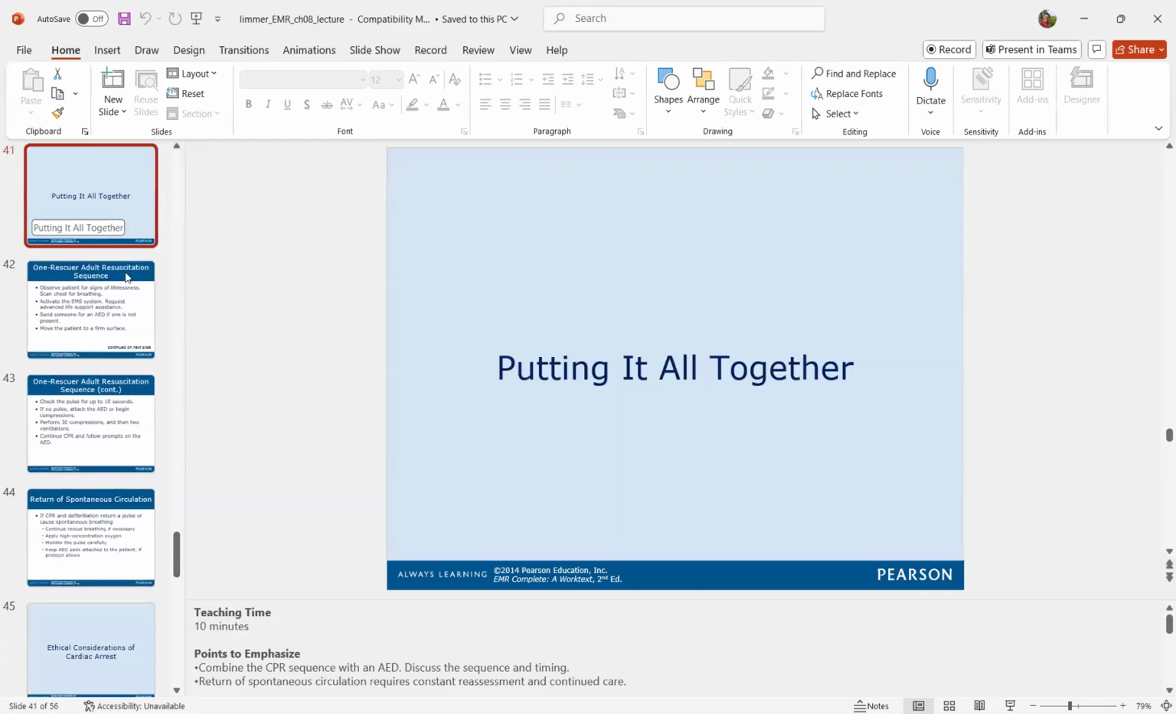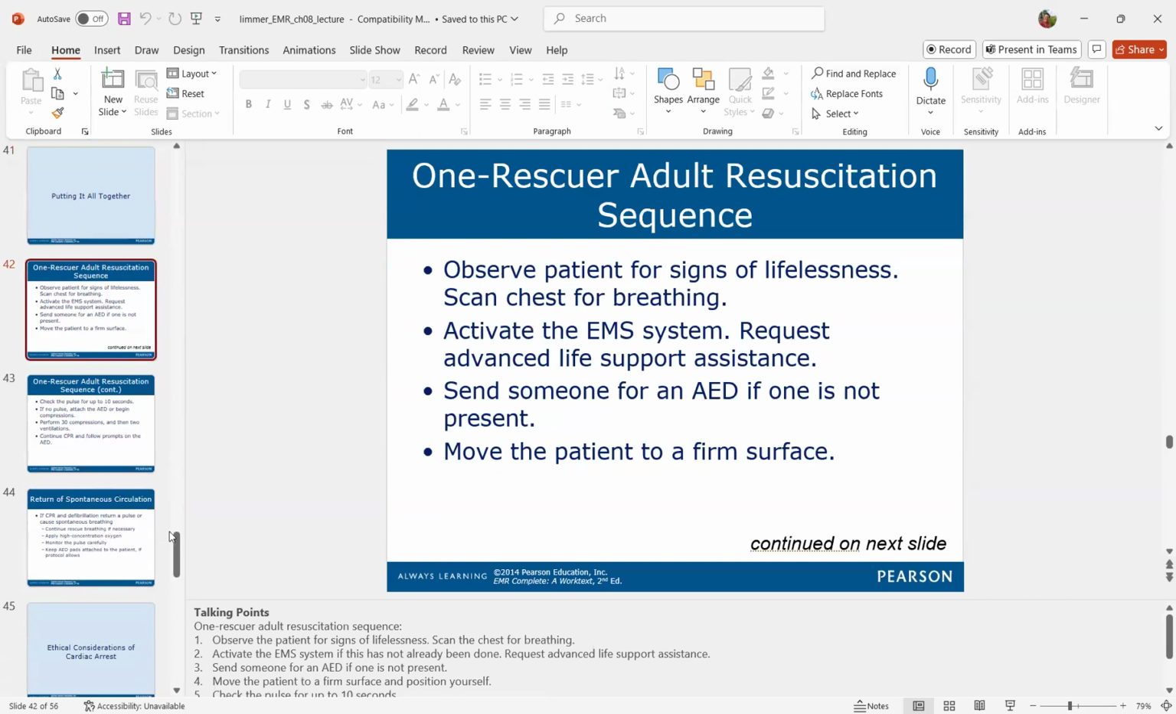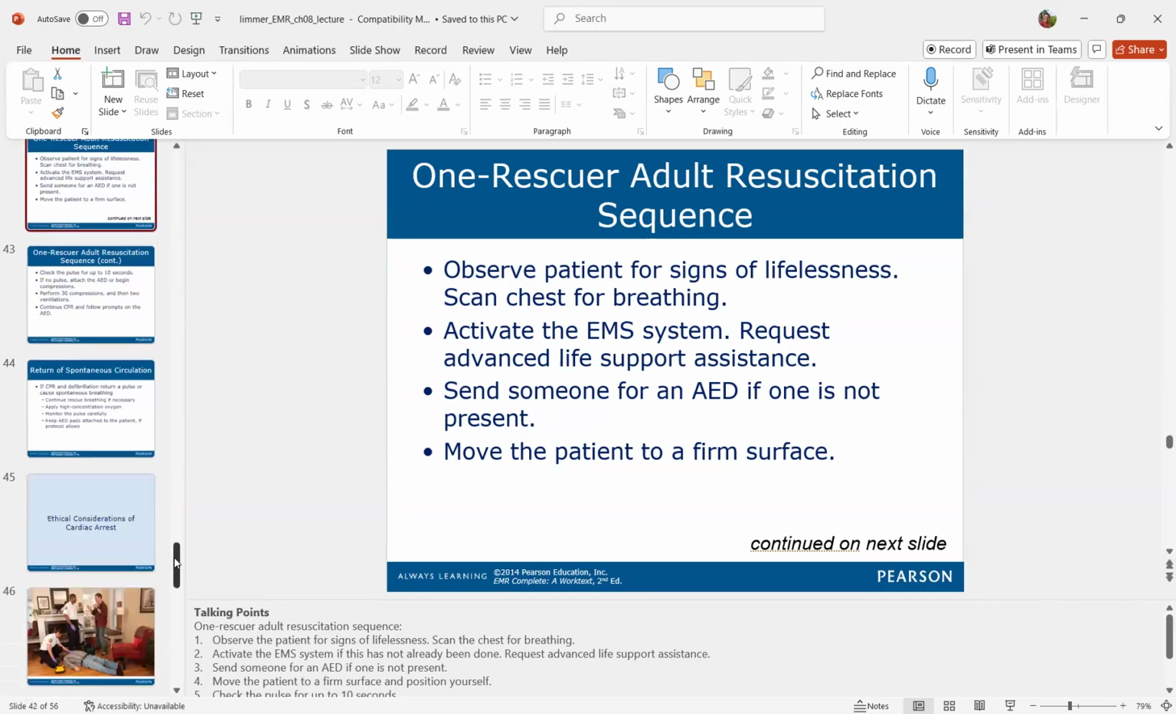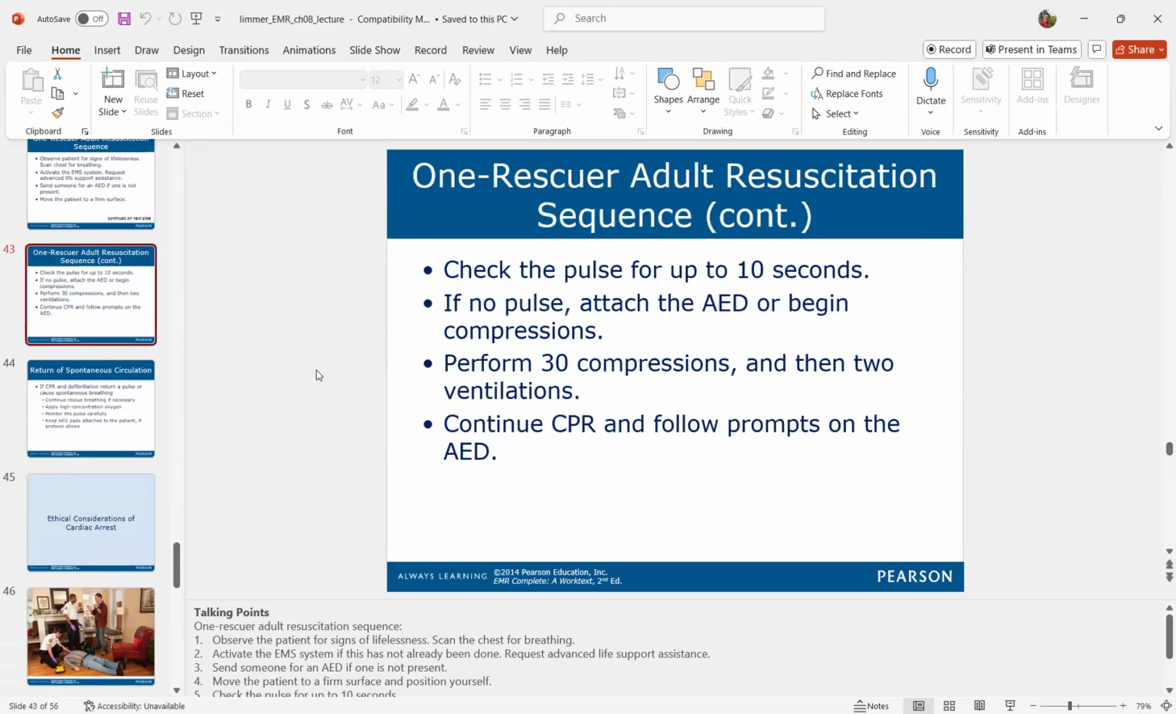So putting it all together: observe the patient for signs of lifelessness, scan their chest for breathing, check a pulse, activate the EMS system, and request ALS or advanced life support, so paramedics, if you have that in your area. Send someone to get an AED if you know there's one close by. We're going to move that patient to a firm, flat surface. We're going to check pulse for up to 10 seconds, but no more than 10 seconds. If no pulse, we're going to begin compressions.